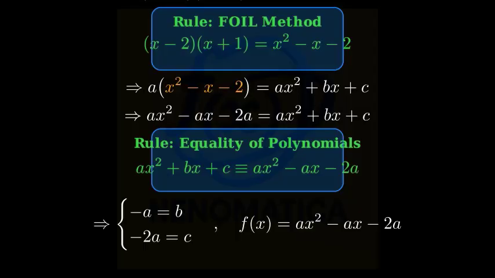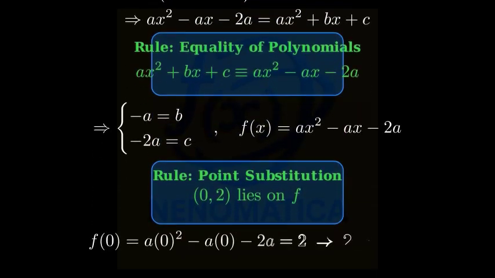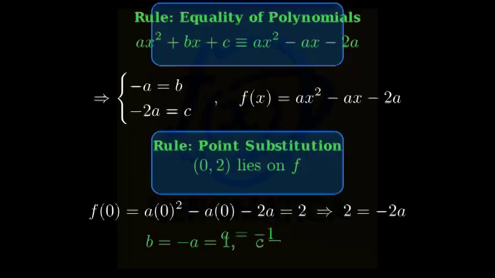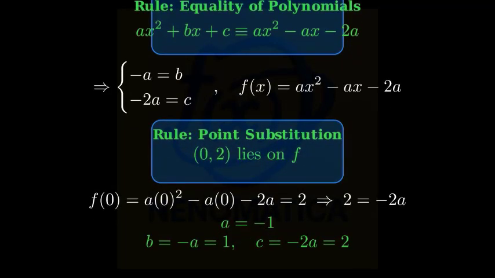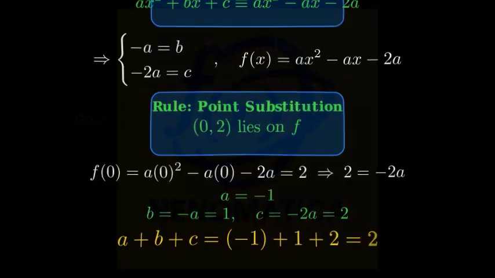Step 4. Use the known point (0, 2) to find a. Plugging in x equals 0, and f of 0 equals 2, gives 2 equals negative 2a. Therefore, a equals negative 1. Step 5. Use b equals negative a, and c equals negative 2a. With a equal to negative 1, b equals 1, and c equals 2. Finally, a plus b plus c equals 2.